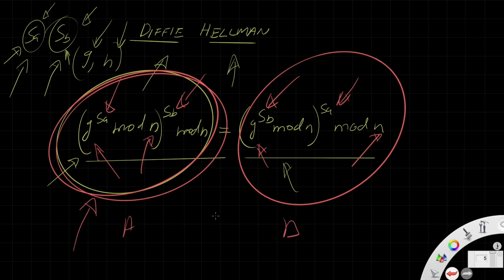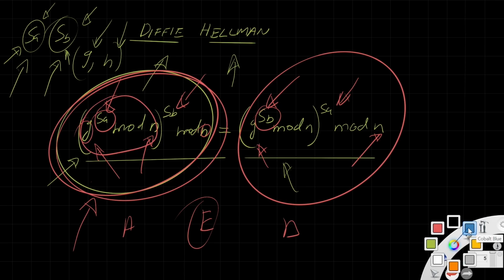So what are the things Eve knows? Alice and Bob know the calculated number as well as one secret. What does Eve know? Eve knows just N, G, and this bit as well. Let me draw that in a different color. I'll use blue. So Eve is blue. Eve is the attacker, the man in the middle.